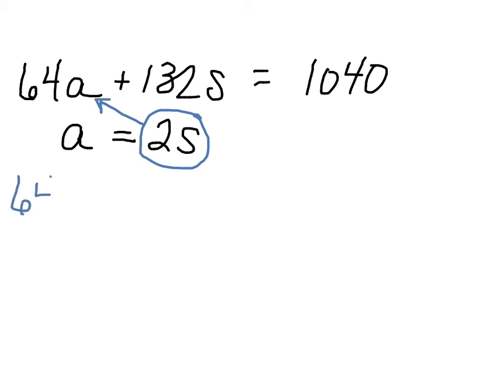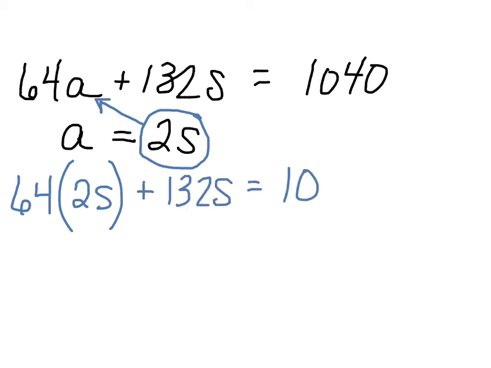So I have 64 times 2s plus 132s equals 1,040. What's 64 times 2s? More than that. 128.